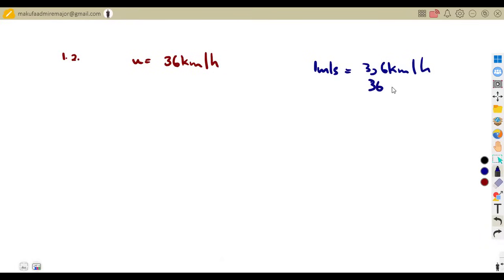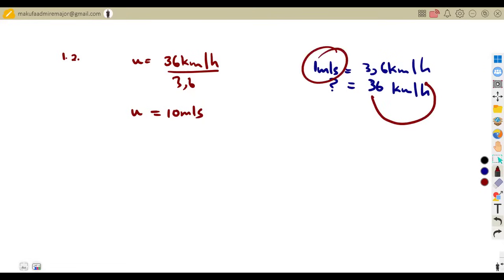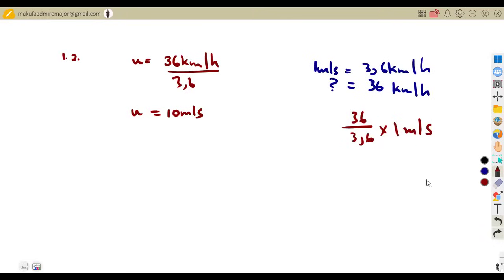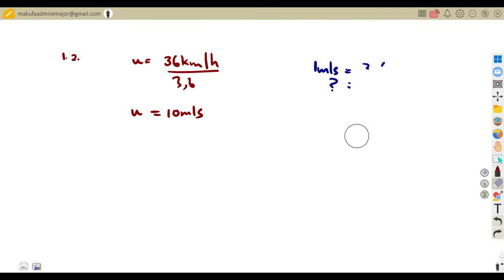What is going to be the equivalent of 36 kilometers per hour in meters per second? So we have to simply divide what we want over what we are given. So we are simply going to divide this by 3.6, and you shall obtain 10 meters per second. Remember, we are converting to meters per second, so it's simply 36 over 3.6 times 1 meter per second. So your answer is going to be in meters per second. That is the idea of the question there.